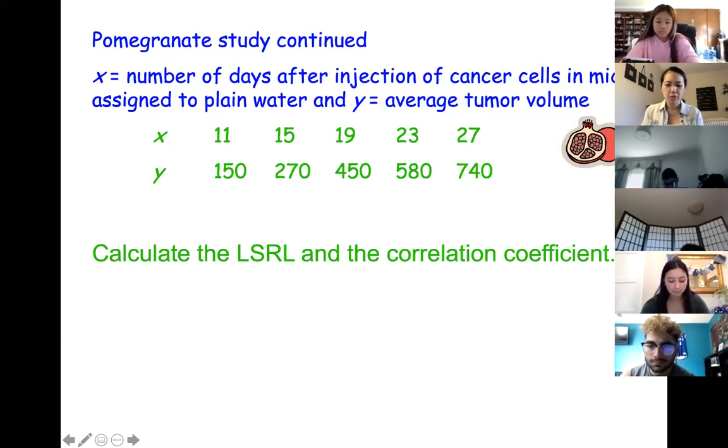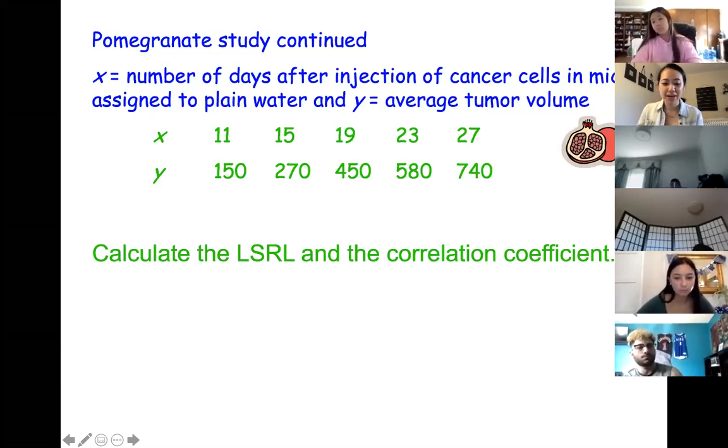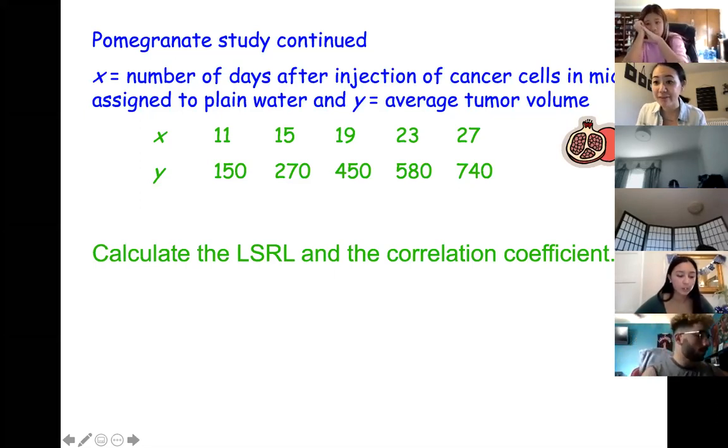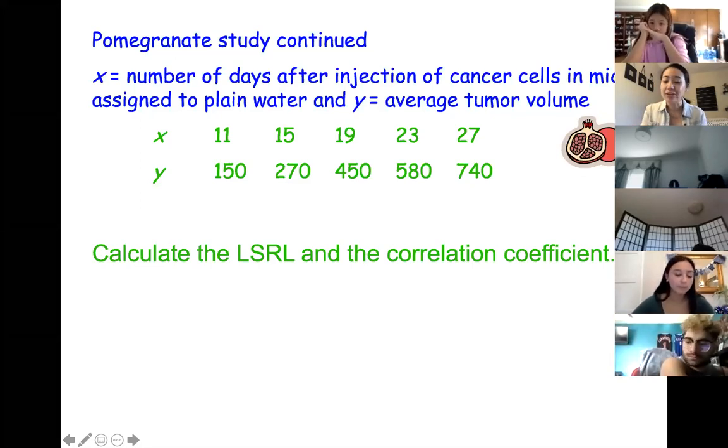Let me just double check. Karis, what are you getting for the y-intercept? Negative 269.75. Good, yes. If you're getting a y-intercept of negative 269.75, you got it right. And the slope was 37.25.